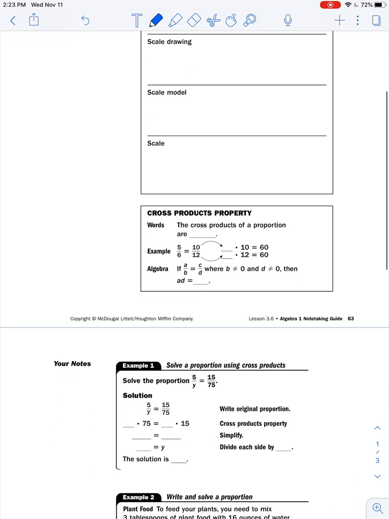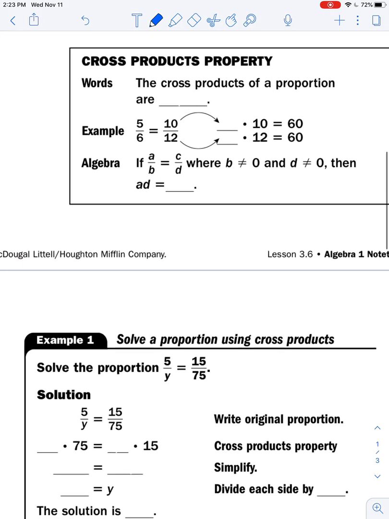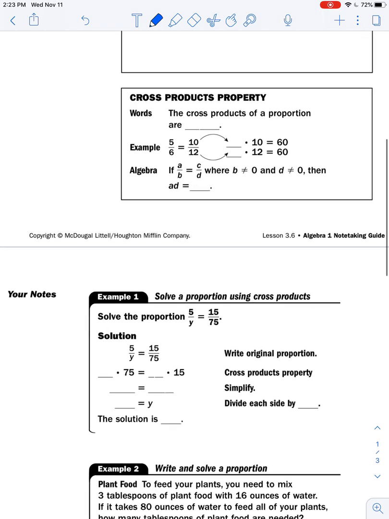Ladies and gentlemen, it is time for us to do some more learning. I'm not particularly worried about the vocabulary. It gets lots of words and really confusing. So let's get to what we're trying to learn today. What we're trying to learn today is how to do cross product properties.